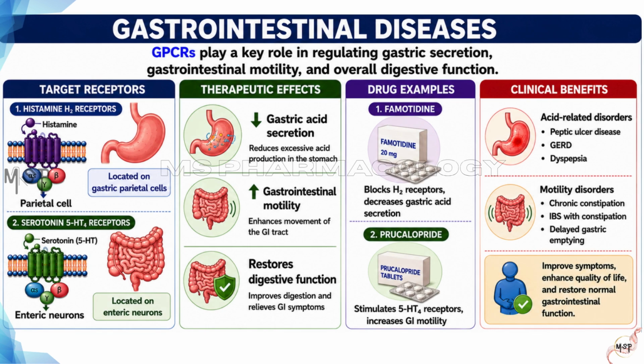GPCRs also regulate many functions of the gastrointestinal system, including gastric acid secretion and intestinal motility. For example, blocking histamine H2 receptors reduces gastric acid secretion, helping to treat peptic ulcer disease and gastroesophageal reflux disease. Likewise, activating serotonin 5-HT4 receptors enhances gastrointestinal motility and improves chronic constipation. Thus, GPCR-targeted therapies help restore normal digestive function.